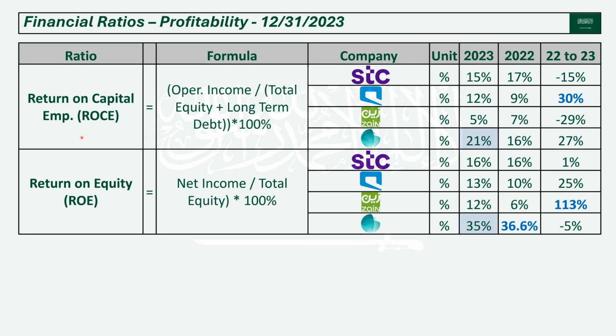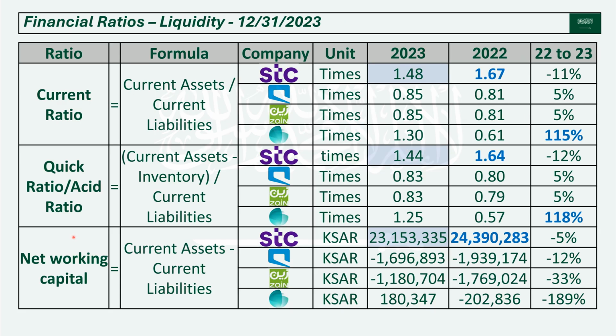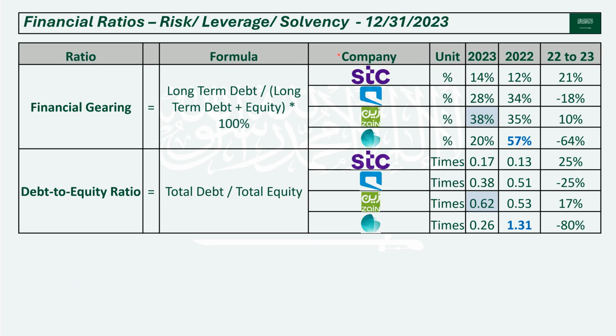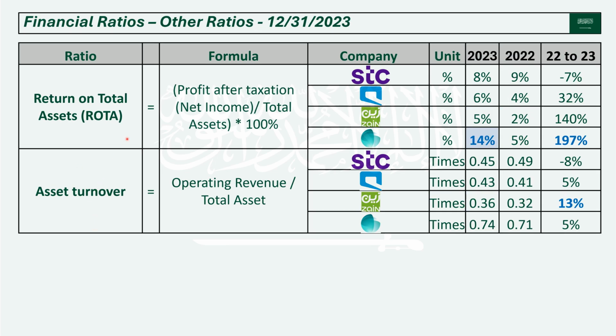We did the same for return on capital employed and return on equity. Then we shifted to liquidity financial ratios such as current ratio, quick ratio, and net working capital. We also explained the formula and the meaning, and then compared 2022 and 2023. We moved after that to risk, leverage, and solvency ratios. We discussed financial gearing and debt to equity ratio. We concluded with some other ratios such as ROTA and asset turnover.